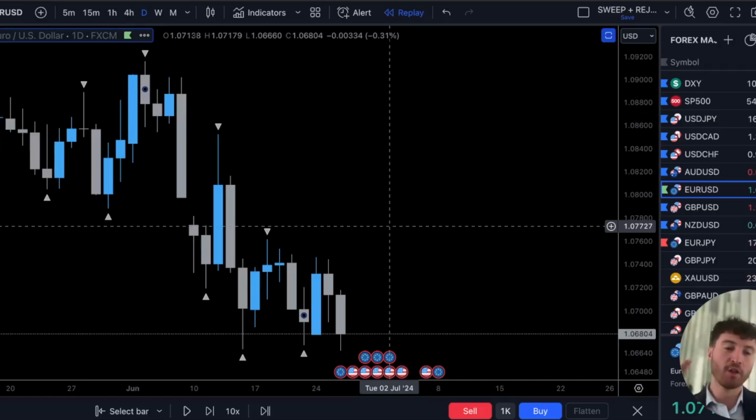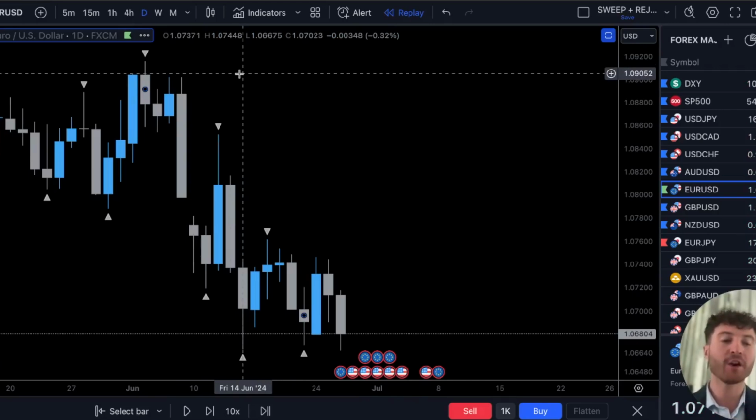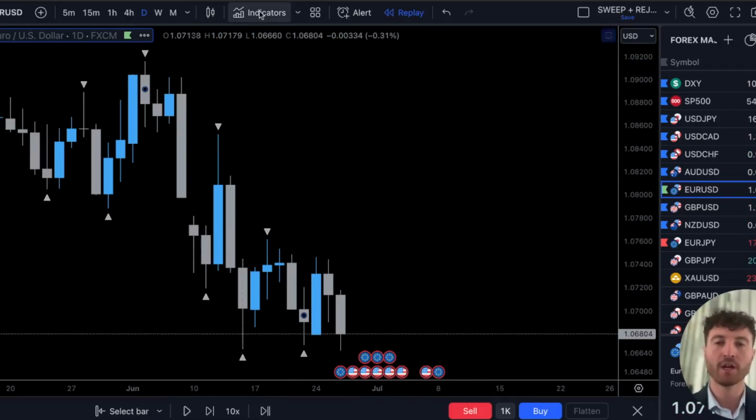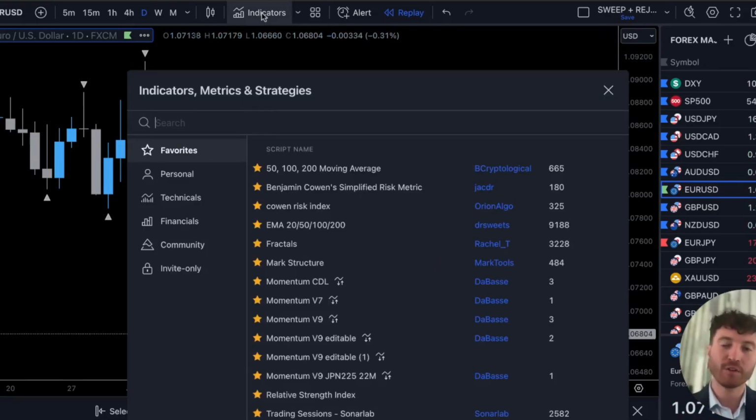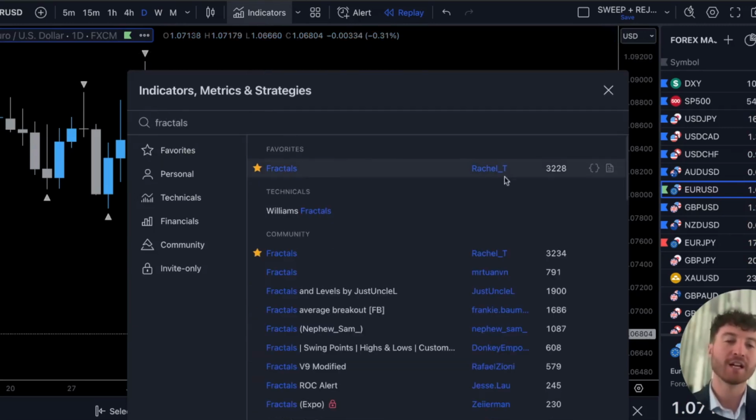Okay, hi guys. Now that we've transferred over to the chart here, what I first want you guys to do is head over to Trading View. Okay, now that you're on Trading View, head over to the Indicators tab at the top of your screen. This is associated in the middle. If you type in fractals, it's this one by Rachel_T. Apply that to your chart, apply that to your favorites.